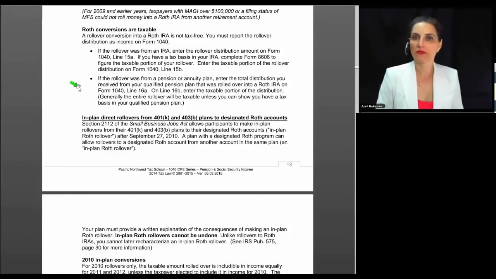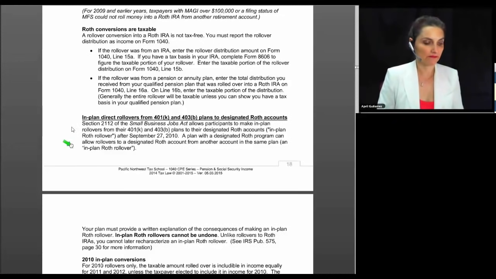And if the rollover was from a pension or an annuity plan, you will enter the total distribution you received from your qualified pension plan that was rolled into the Roth IRA on Form 1040, line 16A. And then on line 16B, you will enter the taxable part of the distribution, and generally that is the same as the total amount of the distribution.